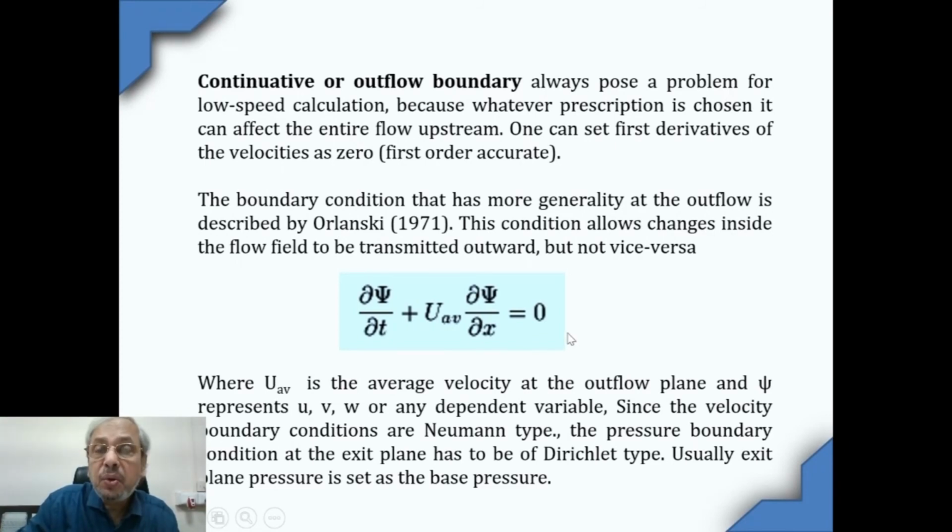As we know that every iteration pressure is being corrected, so through pressure correction, all the upstream cell pressures are corrected in order to set up a correct pressure gradient in the domain, but exit plane pressure remains as the base pressure. We do not correct exit plane pressure.